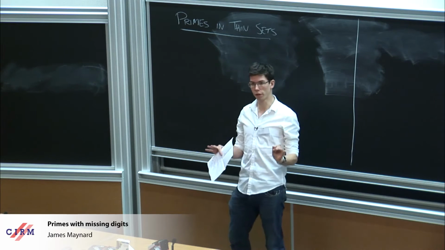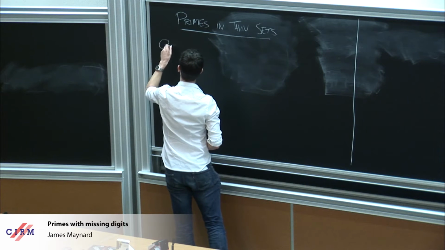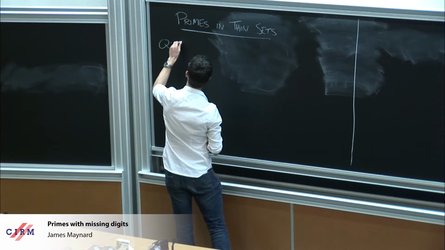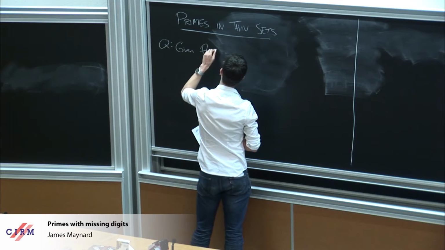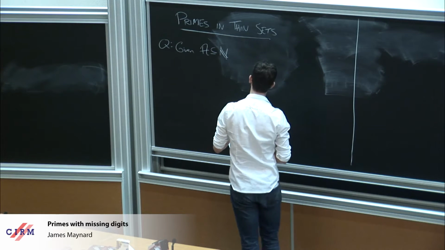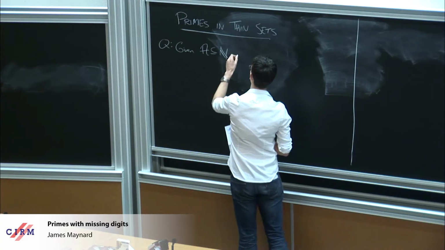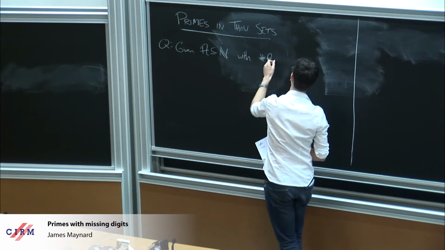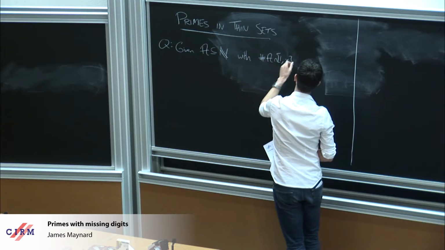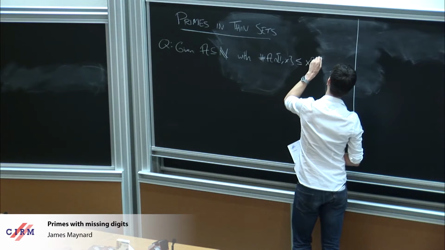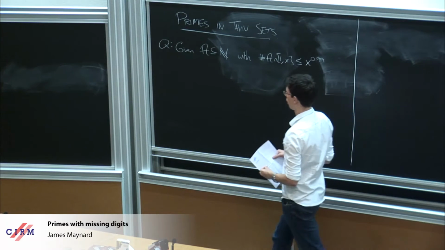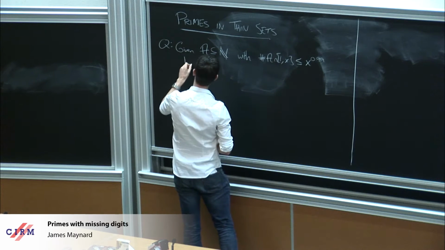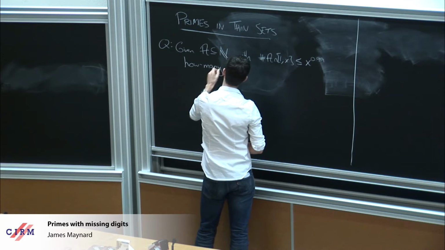And the basic question I'd like to think about is: you give me your favourite set of integers A, so given some set A in the natural numbers, and I want to think about thin sets. So let's say that the number of elements in A which are at most x is bounded above by x to the power 0.99 for concreteness. So you choose your favourite thin set A, and this is what I mean by thin. And I want to know how many primes are in A.